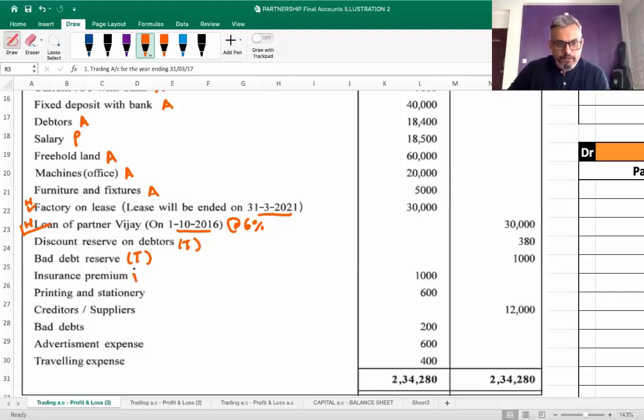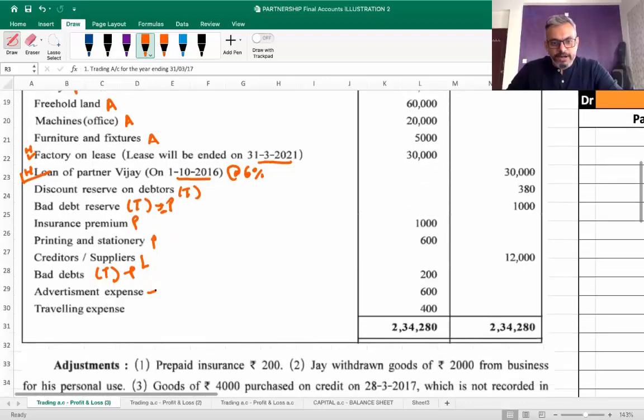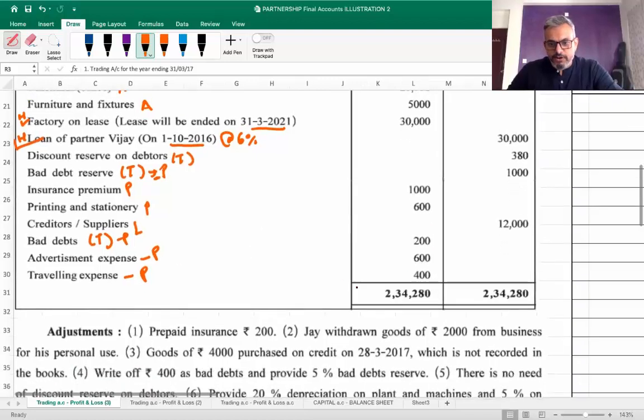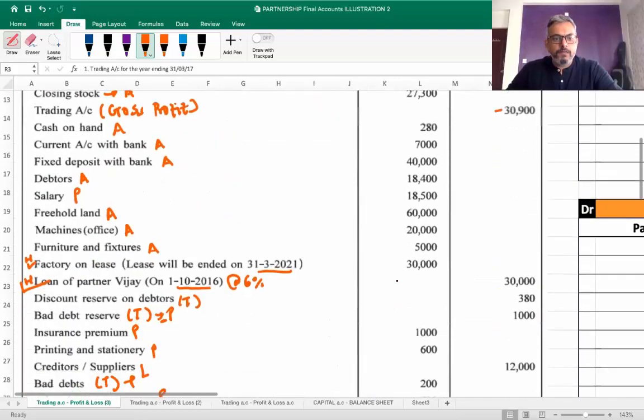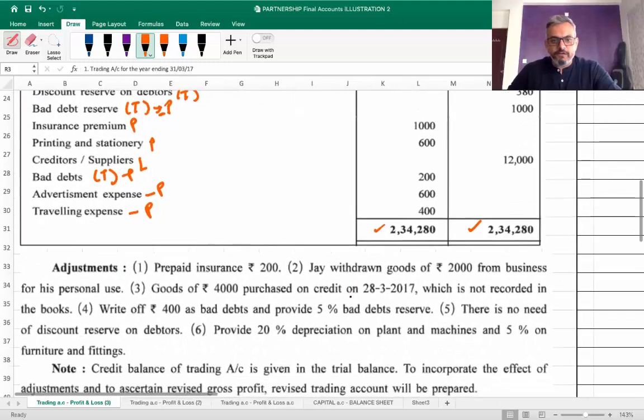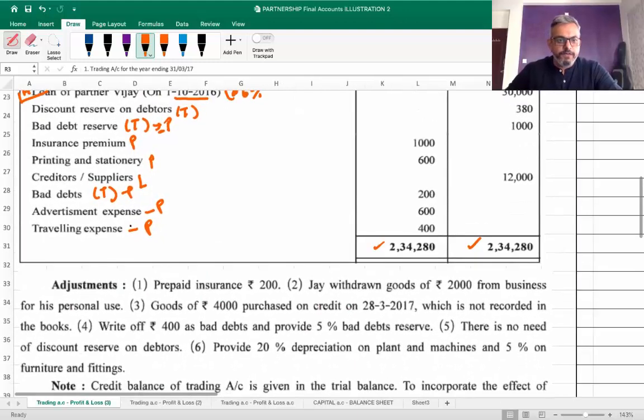Insurance premium, profit and loss, printing stationery, profit and loss, creditor, supplier, liability, bad debt, again as per trial balance. So we have bad debt, so this will also go to profit and loss, but this will be deducted, so minus from profit and loss. Advertisement expense, profit and loss, traveling expense, profit and loss. Check whether your trial balance is tallying or not. Okay. Now adjustment, prepaid insurance is of rupees 200.